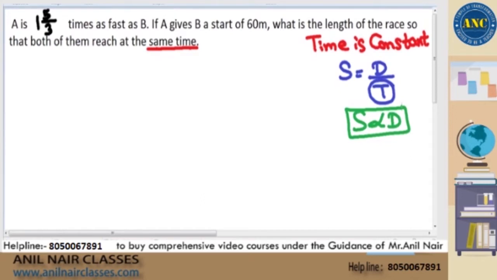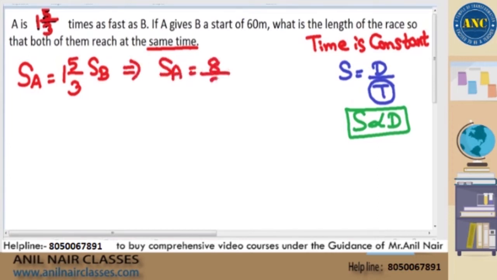Now let us come back to the question. The question says A is 1 5/3 times as fast as B. That means the speed of A is 1 5/3 times the speed of B. This also means that the speed of A is 8/3 times the speed of B. Speed of A divided by speed of B is nothing but 8/3.